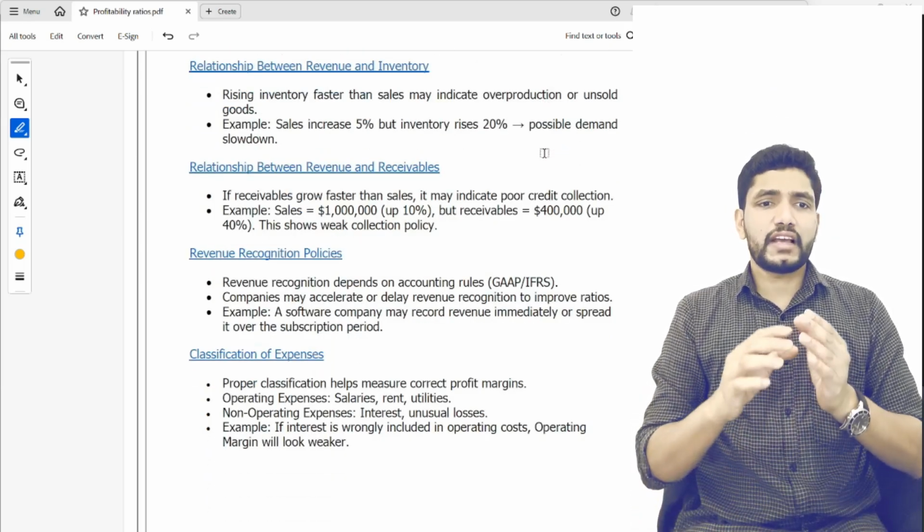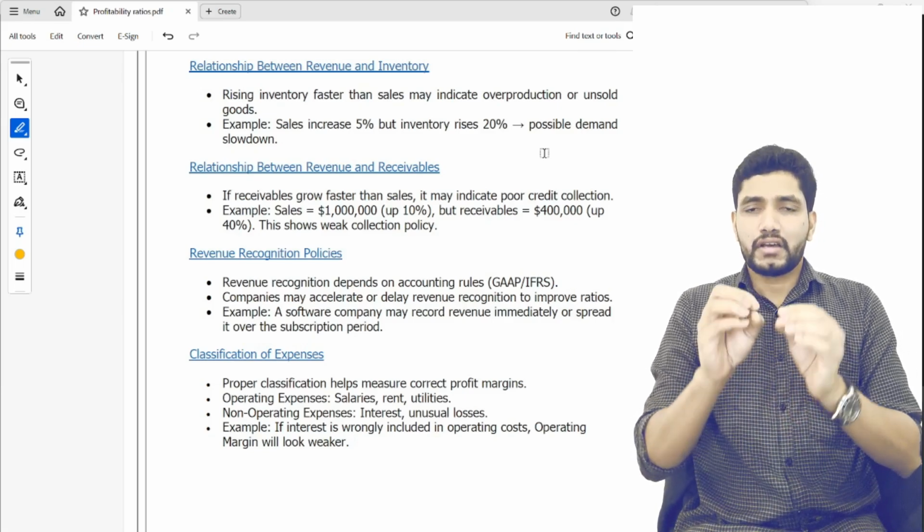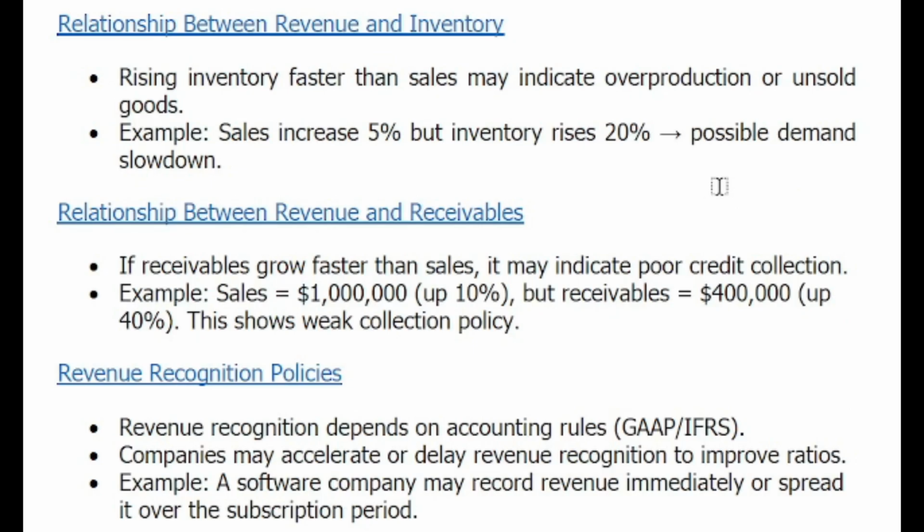The next thing is the relationship of revenue and inventory. This mainly measures how much inventory the company is maintaining relative to its sales. For example, raising inventory faster than sales may indicate overproduction or unsold goods. If the inventory is increasing more than sales, it indicates overproduction or unsold goods in the inventory. For example, sales increase 5%, but inventory rises 20%. What we can analyze is that this company has a possible demand slowdown.